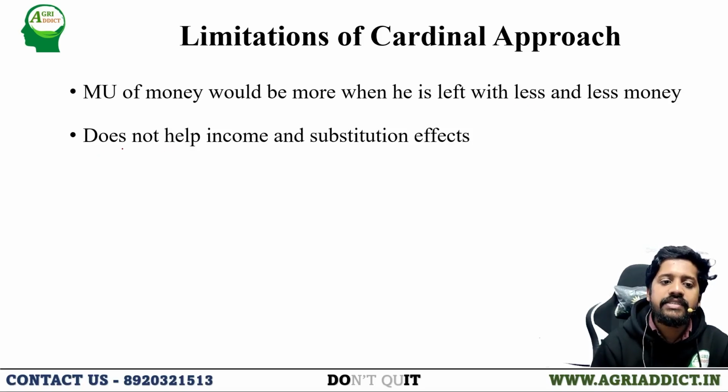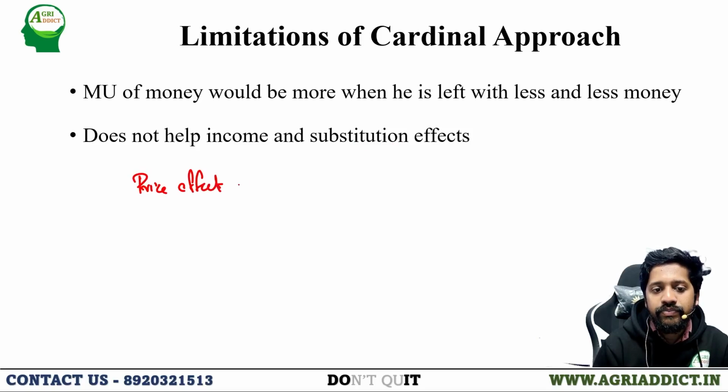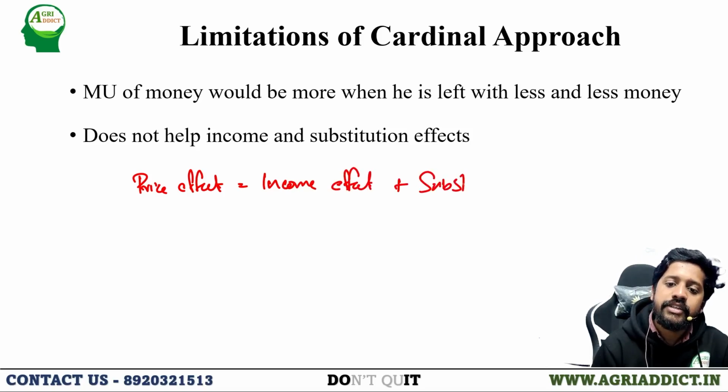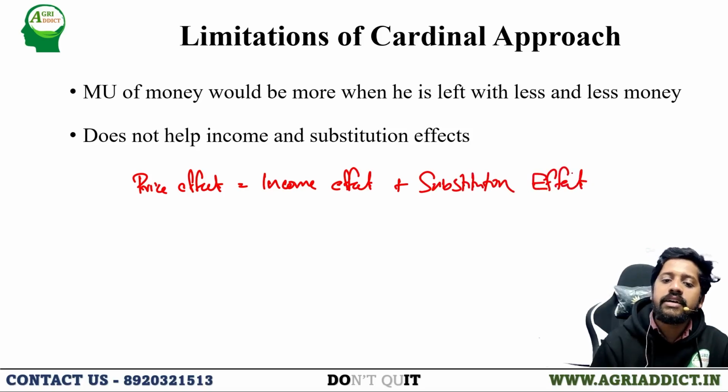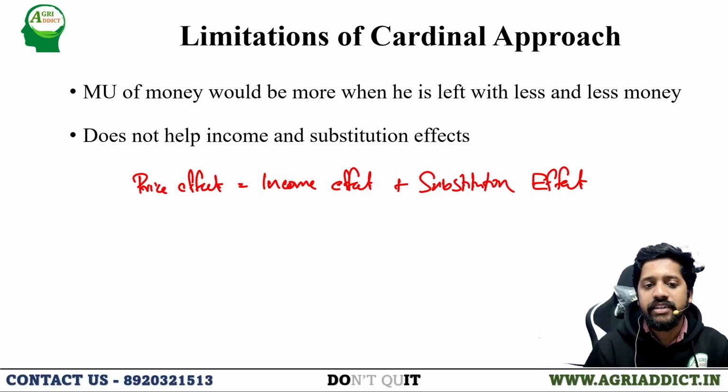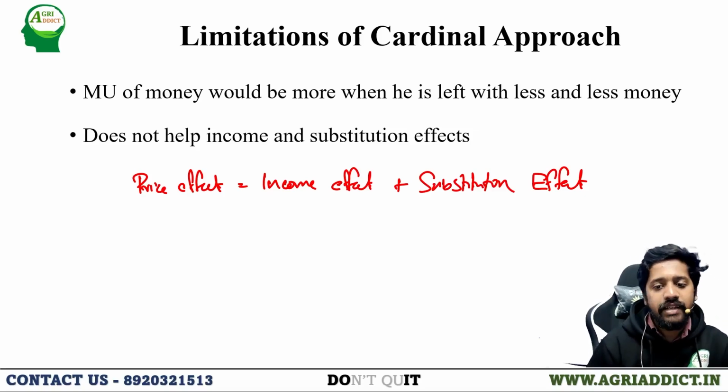And the second one is that it does not explain the income and substitution effects. The price effect is split into two, that is the income effect and the substitution effect. We will deal with the income effect and substitution effect in later classes, and this cardinal approach doesn't give any explanation for the income effect as well as the substitution effect.